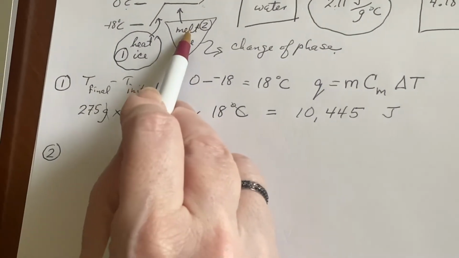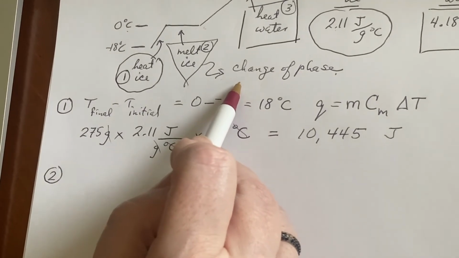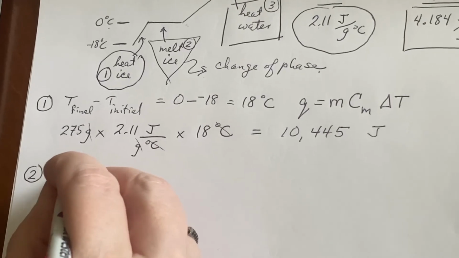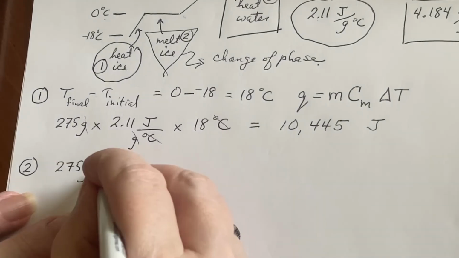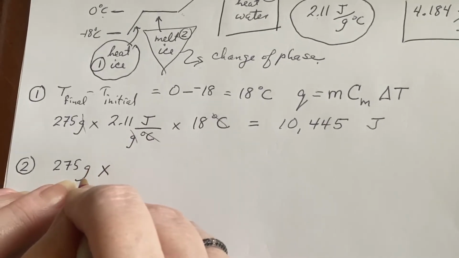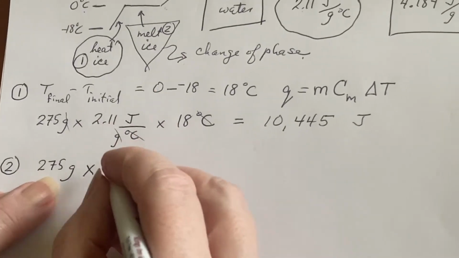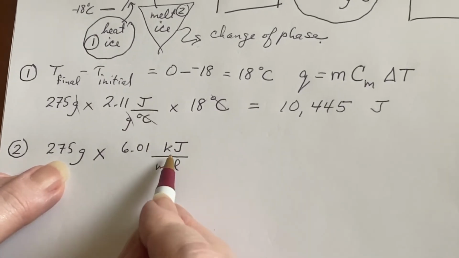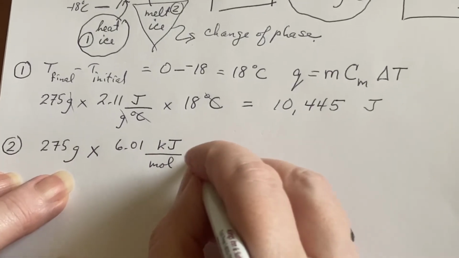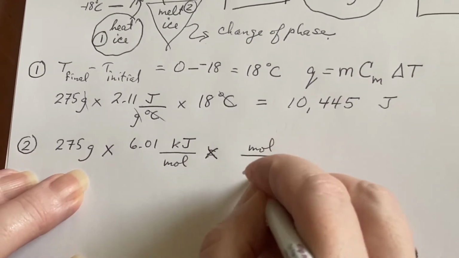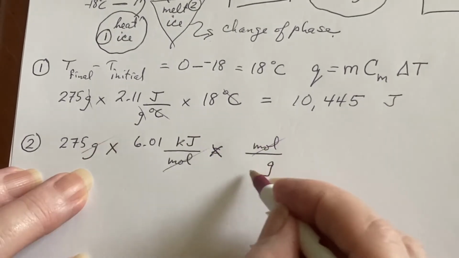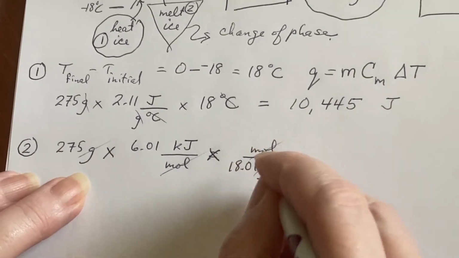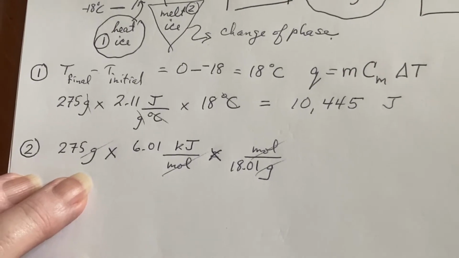Section 2 is the odd one, right? It's just a change of phase. So there is no delta T in it. I'm just talking about the 275 grams, and I wasn't given anything that was in grams. I was given this 6.01 kilojoules per mole. Oh dear, nothing cancels. Oh, but it will if I multiply and I have moles and grams, right? Because then the moles will cancel and the grams will cancel. Well, this is the molar mass upside down. Oh, okay, 18.01 grams per mole. I just put it in like that, and then I will get this.